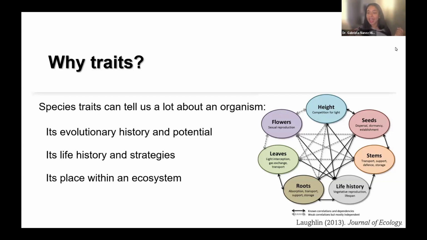So species traits are any measurable characteristic of an organism that tells us something about its biology or its ecology. Now, these characteristics, which can include things like flowers and the height and leaf characteristics and stuff going on with the roots or life history or characteristics of its range, all of these measurable factors tell us a lot of things about these organisms. First, they tell us about their evolutionary history and potential, they tell us a lot about their life history and their strategies and their place within the ecosystem.